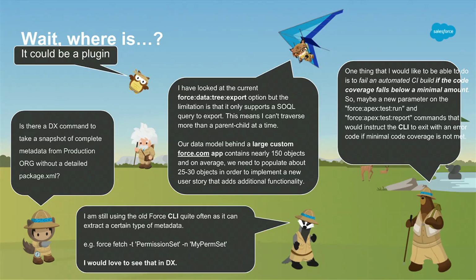So in thinking about building a plugin for the CLI, there's a couple of questions that people commonly ask that could be answered with a plugin. Is there a DX command that takes a snapshot of metadata from a production org? Well, we don't have that command today, but you could easily create it as a plugin. I've looked at the data tree export; I think it's probably not as useful to me as it could be. Well, feel free to create a plugin that takes it a step further. On that note, we plan on doing a lot of work around that in the future, but we'll get to that in the roadmap slide.